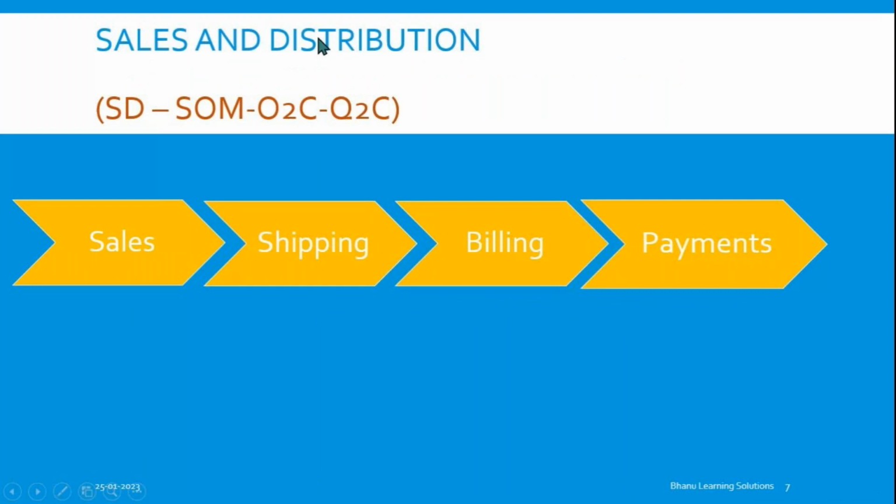SD stands for sales and distribution, and it has different names also: sales order management, order to cash, quotation to cash, which is called QTC. Whatever the name, the functionalities of an SD consultant fall into these four areas: sales, shipping, billing, and payments. These are the four areas we will be working on. You will be learning the controls and applications in these four areas only. Slowly, I am drilling down, getting into our main module.